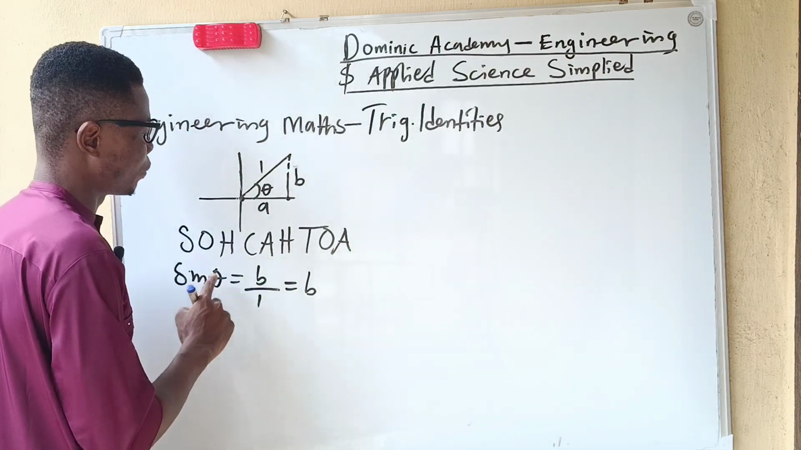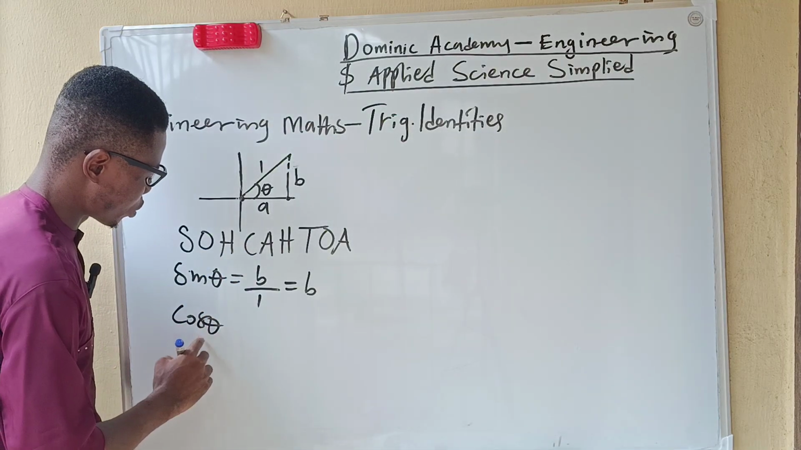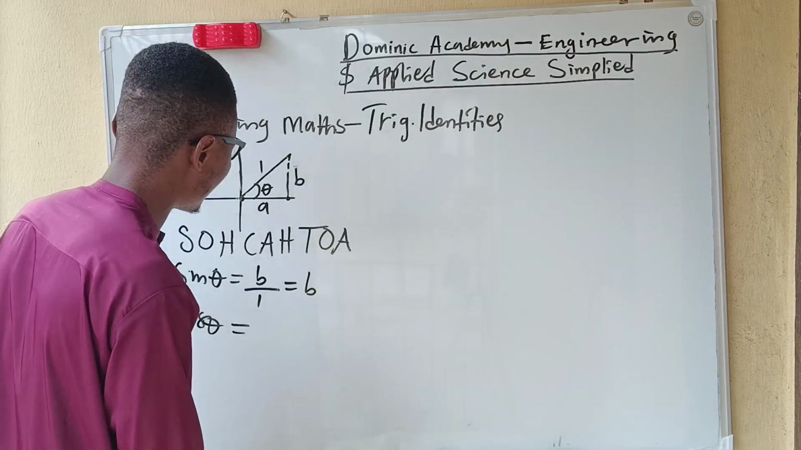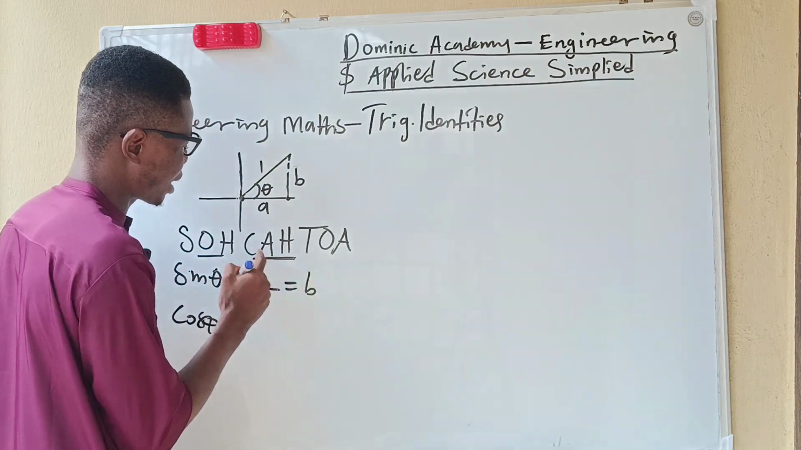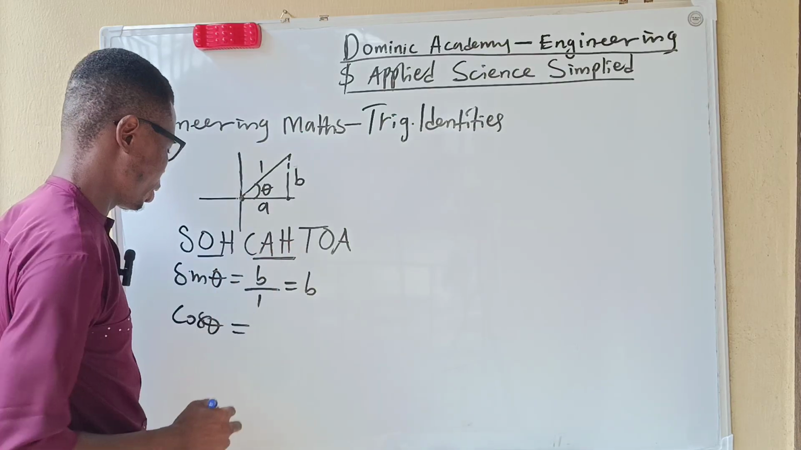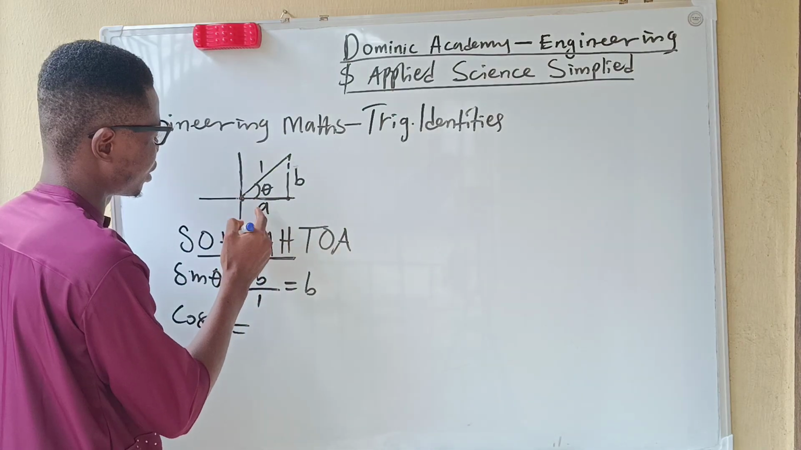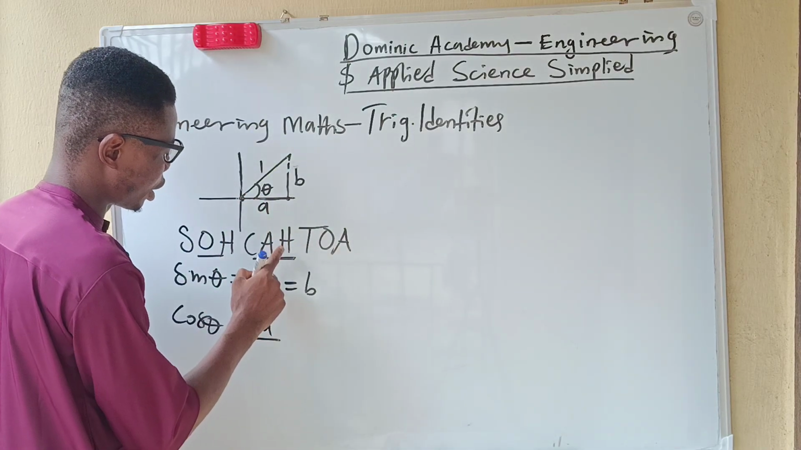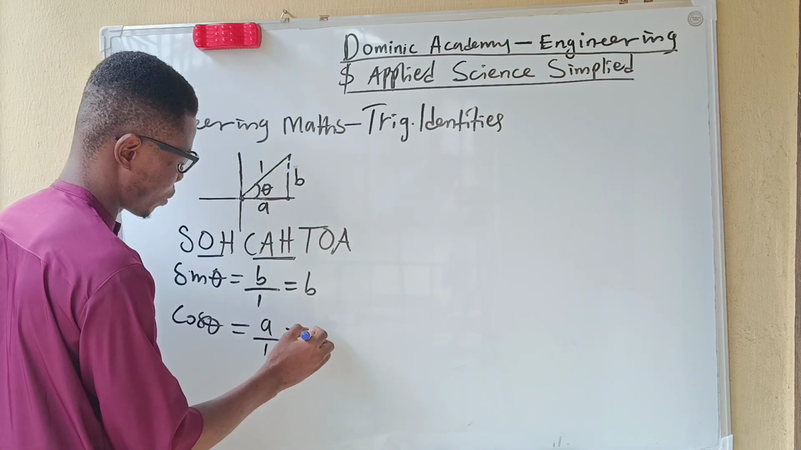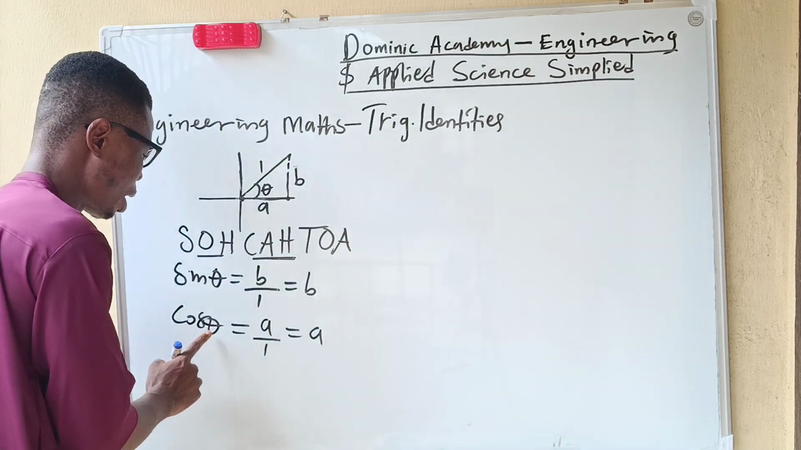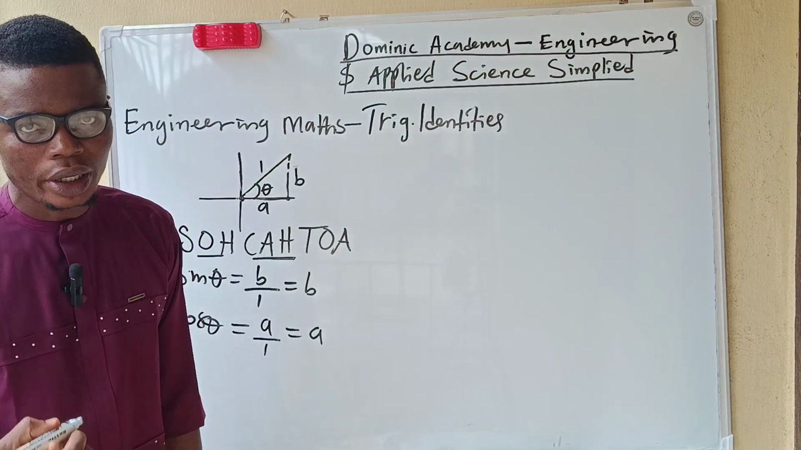That is for sine. Then for cos theta, that is cosine, right? For cos theta, we do the same thing. For cos, this is CAH. CAH here means adjacent over hypotenuse. So let's see, this is adjacent. The down part here is the adjacent, which is A, over H, which is the longest side, over 1. So we have A. So it means that cos theta equals A. We understand. Cos theta equals A.